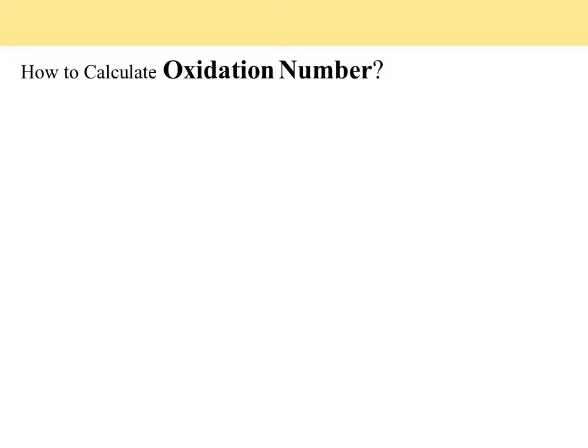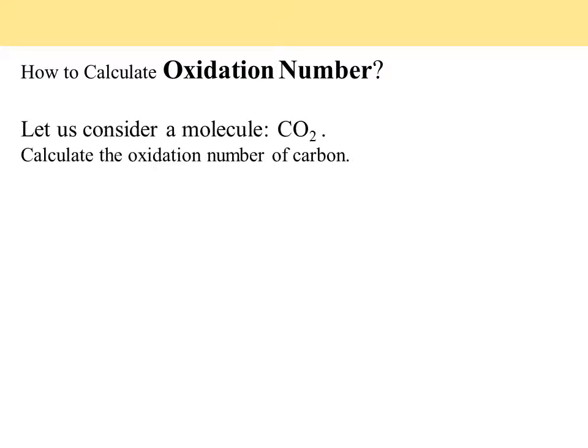The next is how to calculate oxidation number. That's very important, because if you do not know how to calculate oxidation number, then how can we state whether there is an increase or a decrease in oxidation number? And if we do not understand that, then how can we state whether it's an oxidation reaction or a reduction reaction? Now for calculating oxidation number, let us consider a molecule CO2. The question is: calculate the oxidation number of carbon in this particular molecule.